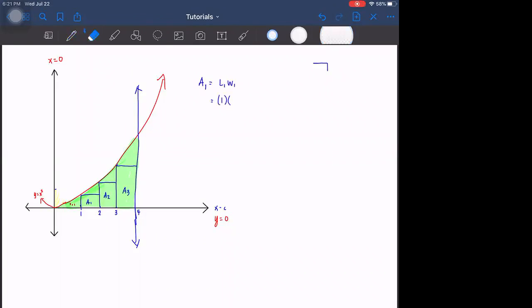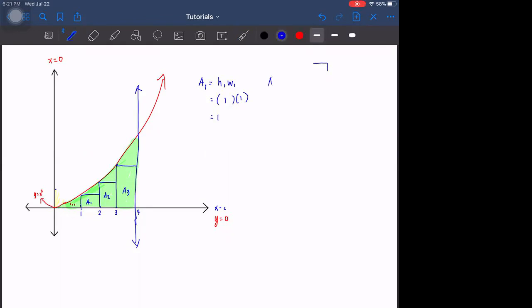Pilay height? Ilistan ko nig h. Pilay h ni area 1? 1. Pilay height ni area 1? Kani? 1. Asa man i-touch? It's also 1.